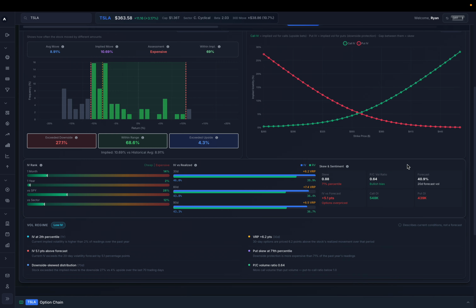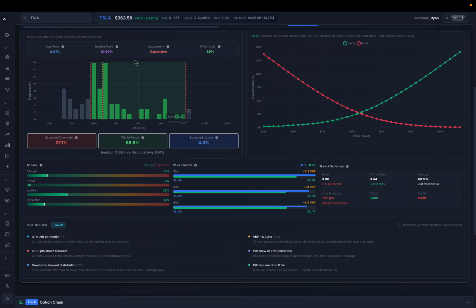We show a forecasted vol, which we derive from a machine learning method. So we input all of the volatility metrics into a machine learning model, and it spits out what the term structure volatility should be. We then have the IV versus the forecast. So at the minute we're plus 5.1 percentage points above that.